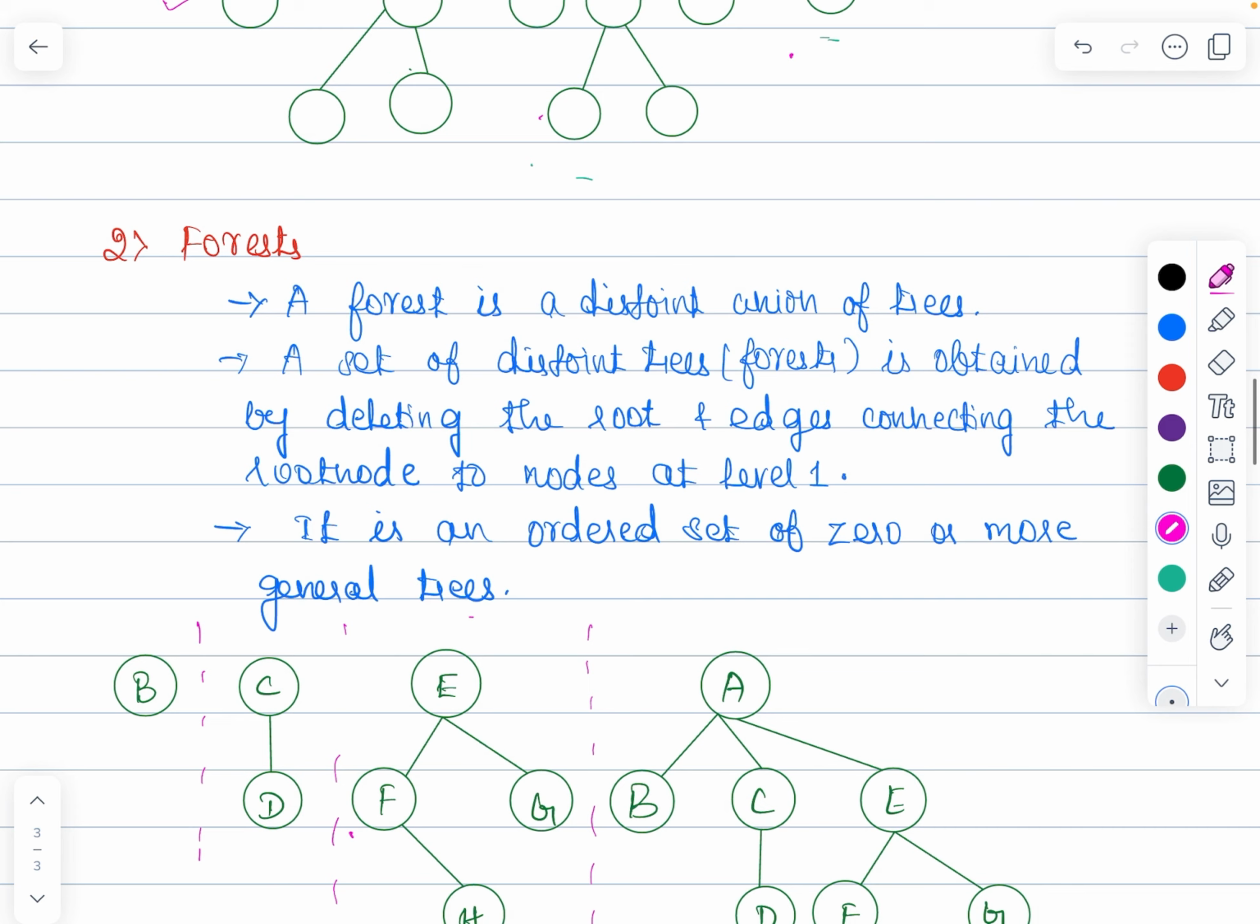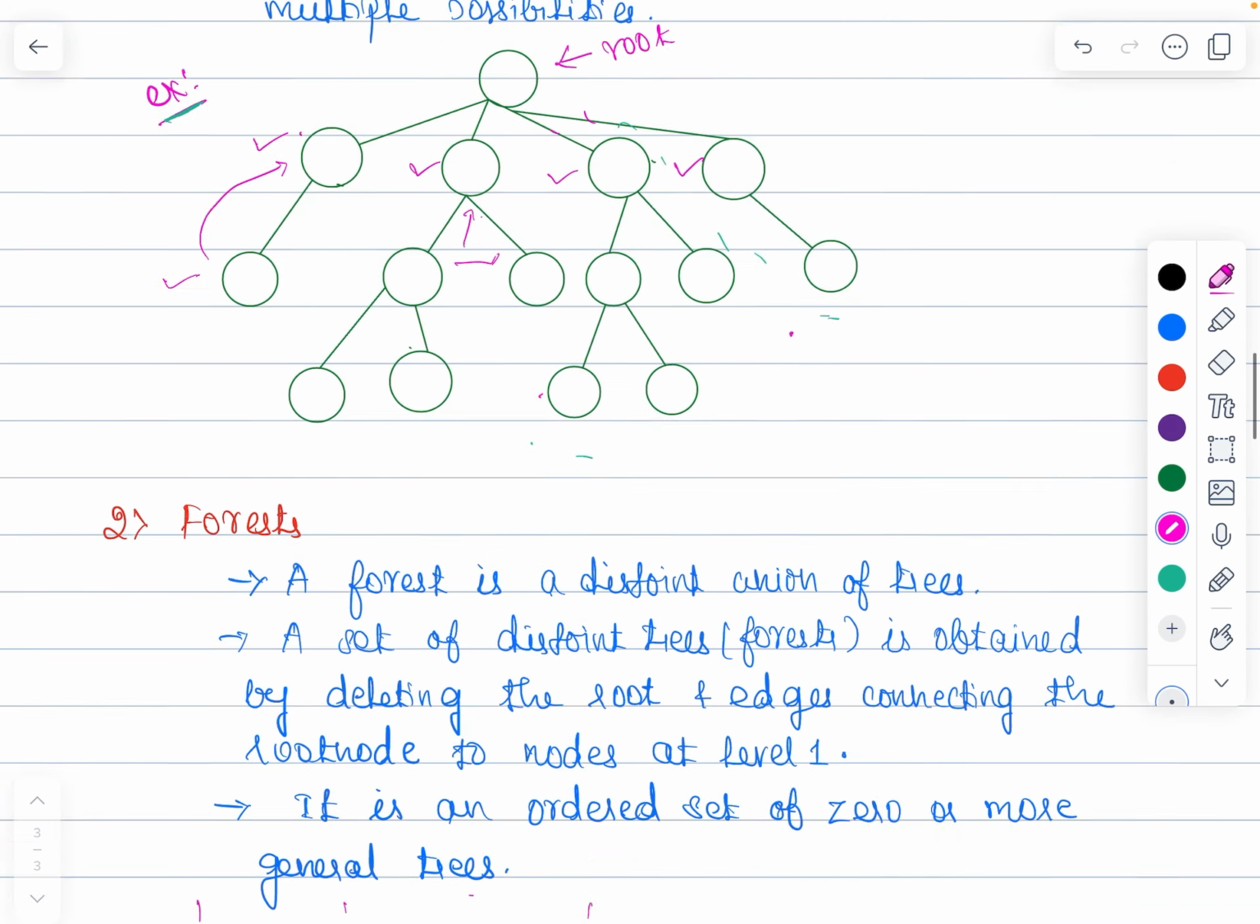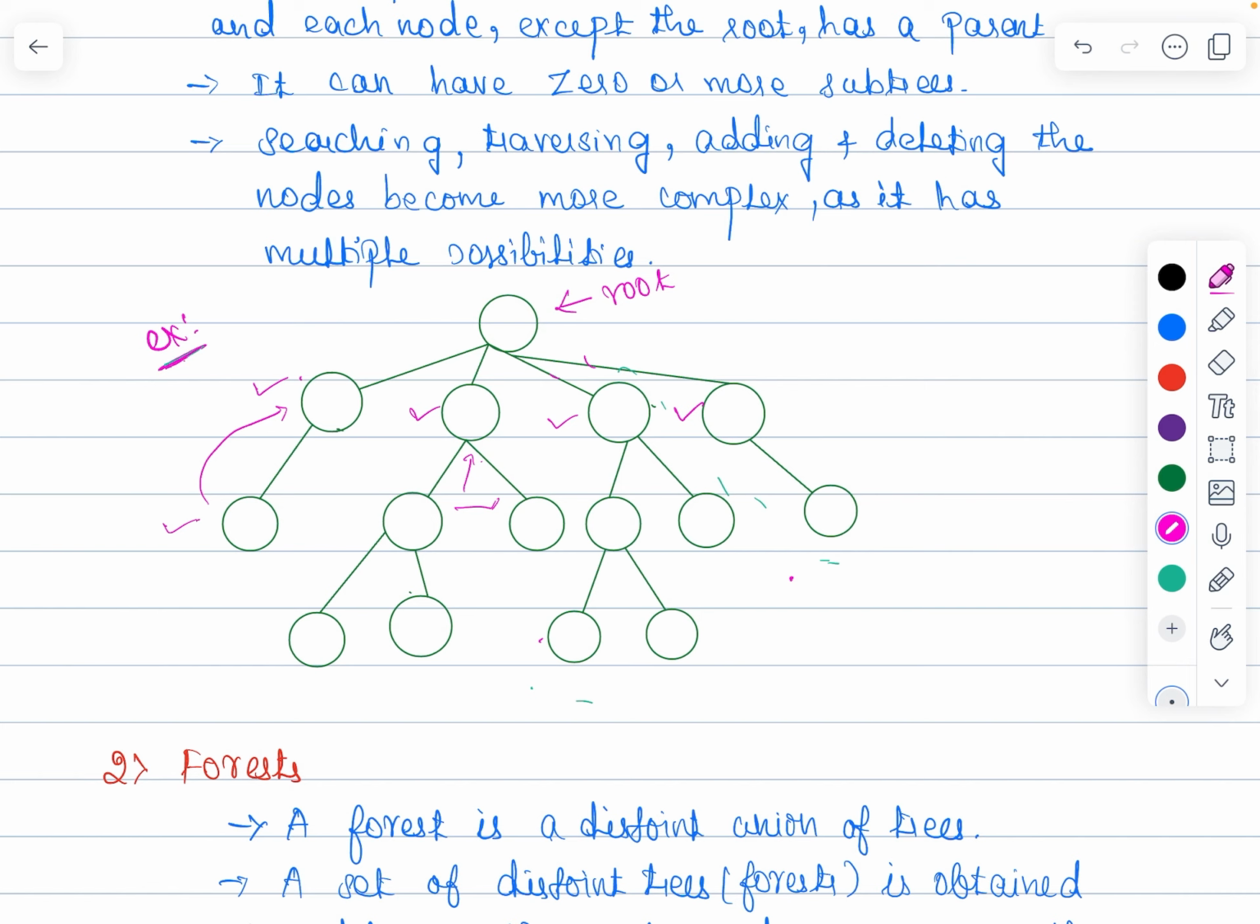The second type is the forest tree. A forest is nothing but a disjoint union of trees. A set of disjoint trees, or forest, is obtained by deleting the root node. For example, if you take this general tree example and I delete the root node, this root node would get deleted. Since I have deleted the root node, all these edges would also be disconnected. Since the root node has been deleted, all these subtrees would act as different trees now, as there is no root node to connect them. So all these would become separate, and each of these we call a forest here.